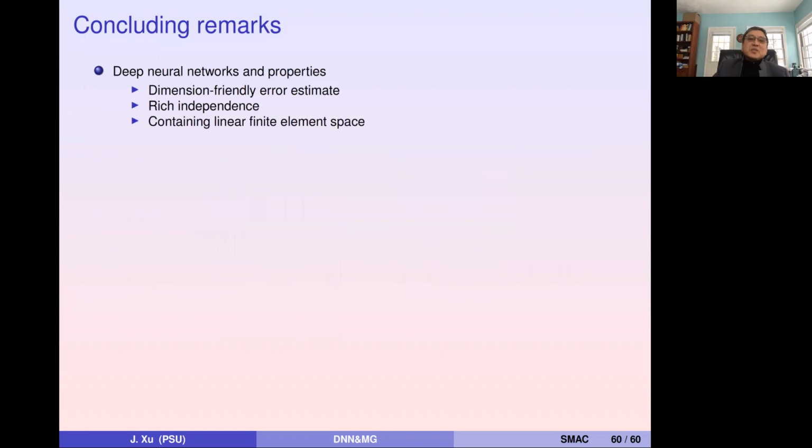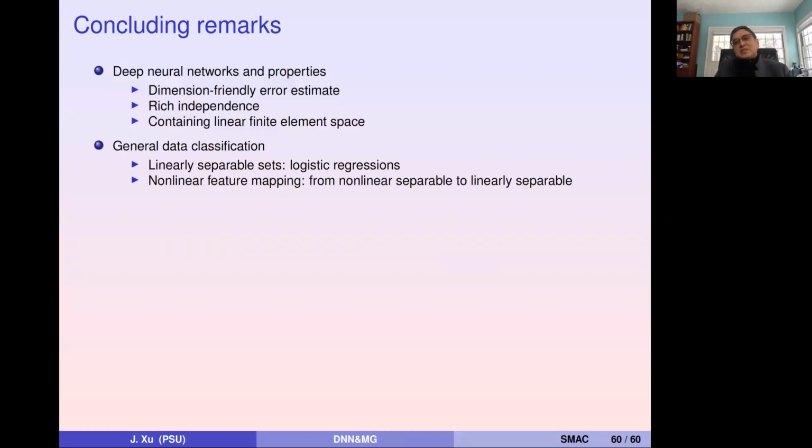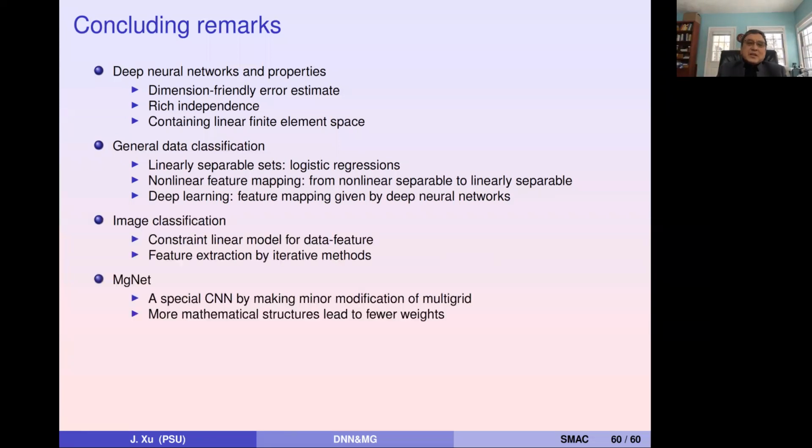Anyway, I said the deep neural network is still piecewise polynomial. It's still finite elements, but given a different structure, and it has what I call a dimension-friendly error estimate, or what they call not having much of a curse of dimensionality. For the classification problem, the way I look at machine learning mathematically is that if I have something nonlinear, not linearly separable, I want to convert it by a feature mapping so that in this feature space it becomes more or less linearly separable with high probability. So I combine logistic regression together with a nonlinear feature mapping. This nonlinear feature mapping can be given by a deep neural network, in particular by multigrid.